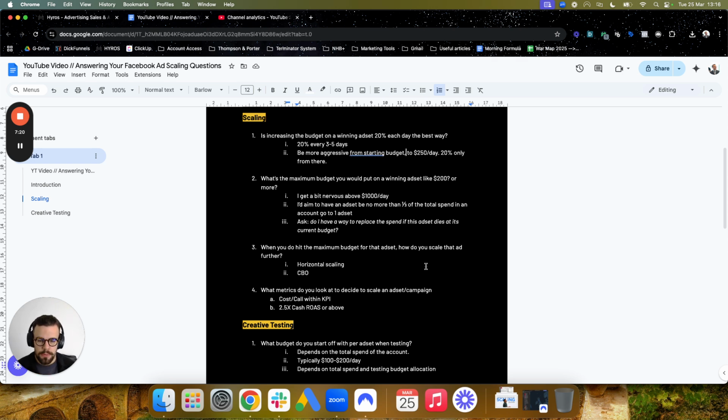I try to have at least 20% assigned to that, just so that we're constantly finding new winning ad sets that we can scale in the event the current ones we have don't work. So whilst it's important to double down on what's working, it's also important to have a backup plan. So cool. And then when you hit the maximum budget, so let's say we get to $1,000 a day, we're spending $2,500 a day. We don't want to put any more budget into that because it's going to increase our risk. And let's say we've tried it and it doesn't work.